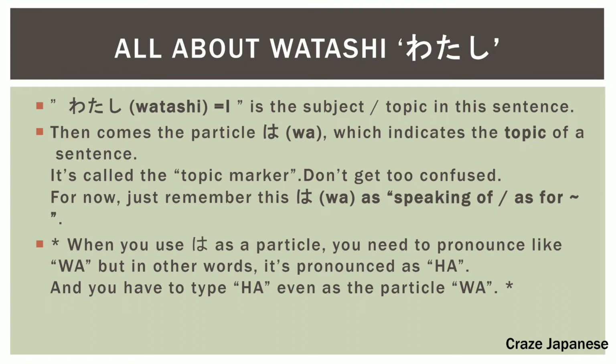When you use wa as a particle, you need to pronounce it like wa, but in other words, it is pronounced as ha. And you have to type ha even as the particle wa. So don't get confused. You need to type ha. Wa is ha. Okay, it's as simple as that.